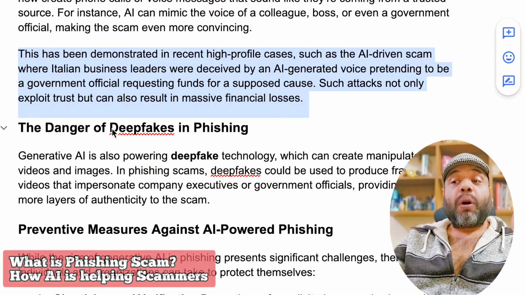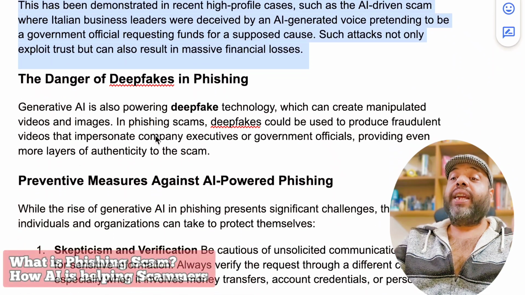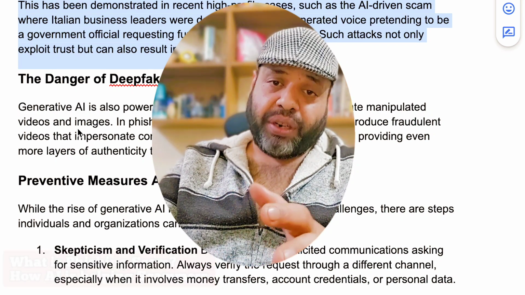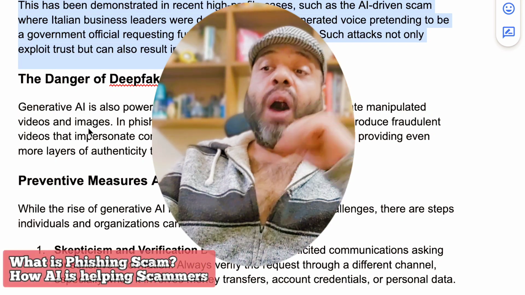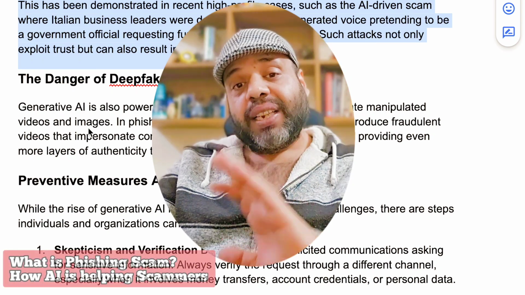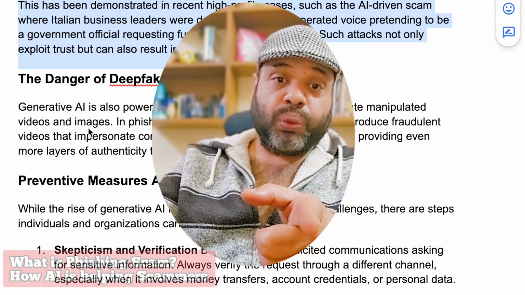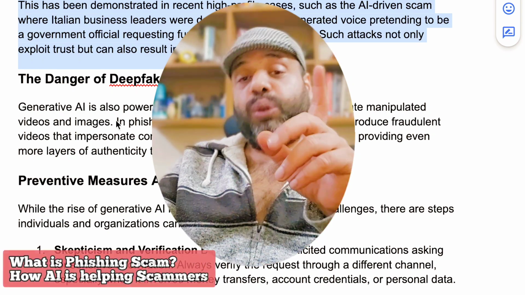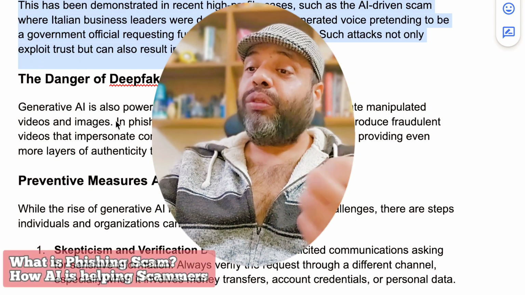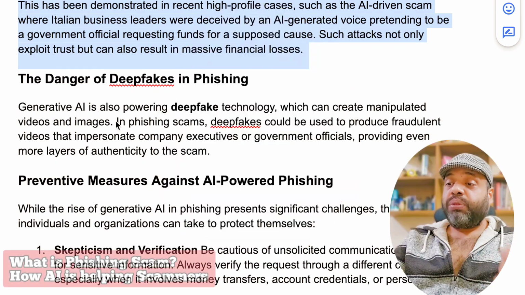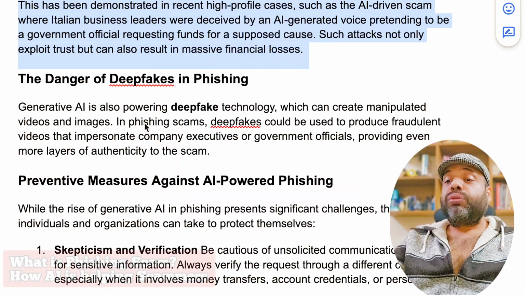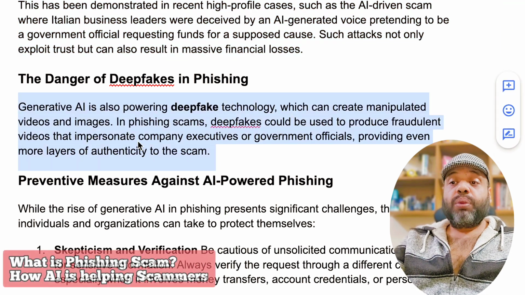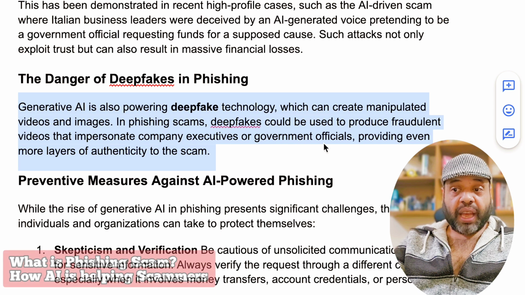The danger of deepfakes in phishing. Generative AI is also powering deepfake technology, which can create manipulated videos and images. I mean, deepfakes are nothing new. Manipulated videos and images are part of our yore. However, AI is just adding another layer and making it easier than ever to create them, right? So I would not demonize AI for deepfakes. However, I would agree that it is making it easier, so we have to be more careful, right? In phishing scams, deepfakes could be used to produce fraudulent videos that impersonate company executives or government officials, providing even more layers of authenticity to the scam.